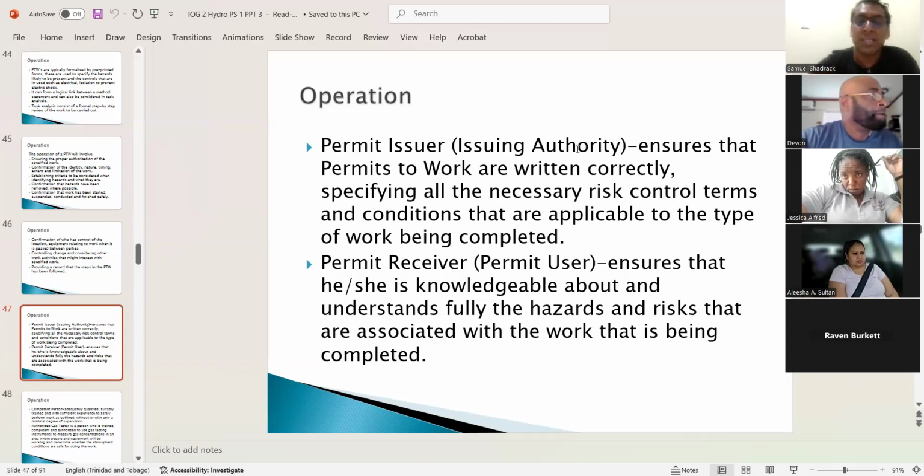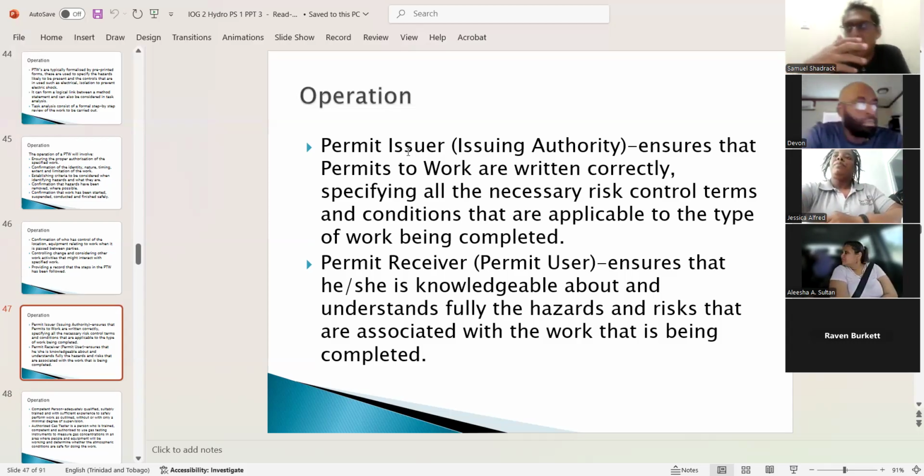The permit user is actually more than one person. The permit user could be a supervisor, an operator, and it will come down to the actual people that are doing the work. If it's a welder, a diver, a laborer, right? In a tank, somebody doing corrosion treatment, somebody doing NDT testing inside of a vessel, right? It will come down to them.